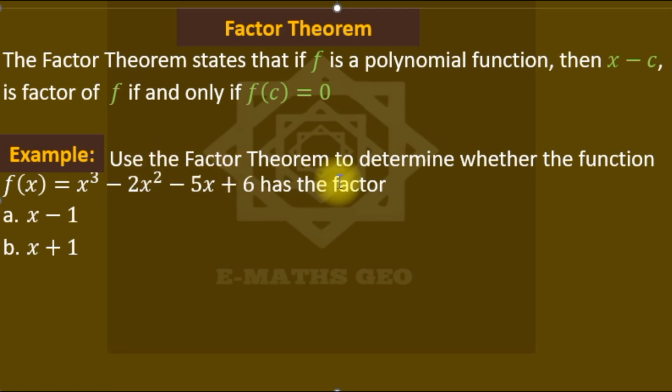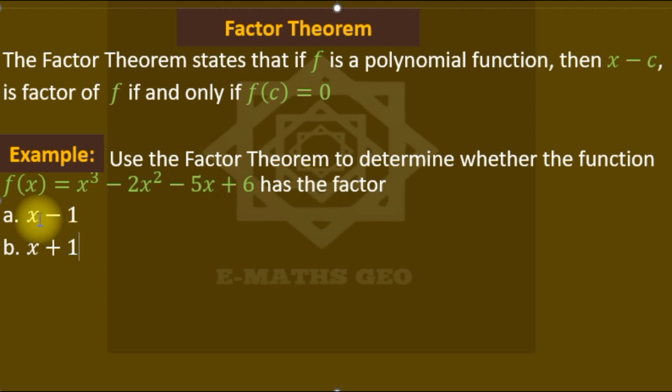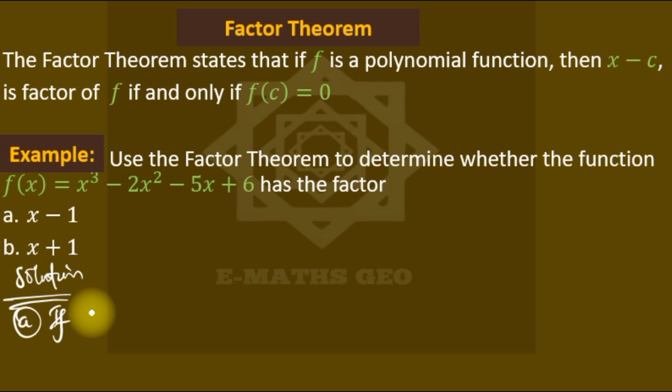They say use the factor theorem to determine whether this function has the factor x minus 1 and also x plus 1. So let's check. If the remainder is 0, you know that. So if we substitute, for the first one, if x minus 1 is 0, that's substituting x as 1. So then let's check f of 1.